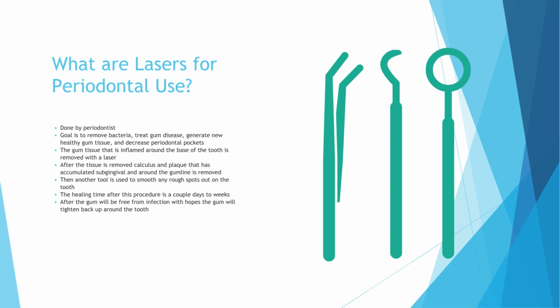The gum tissue that is inflamed around the base of the tooth will be removed with a laser. After the tissue is removed, calculus and plaque that has accumulated subgingivally and around the gum line is removed by scaling and ultrasonic. Then after that, another tool will go in to smooth any rough spots out on the tooth.